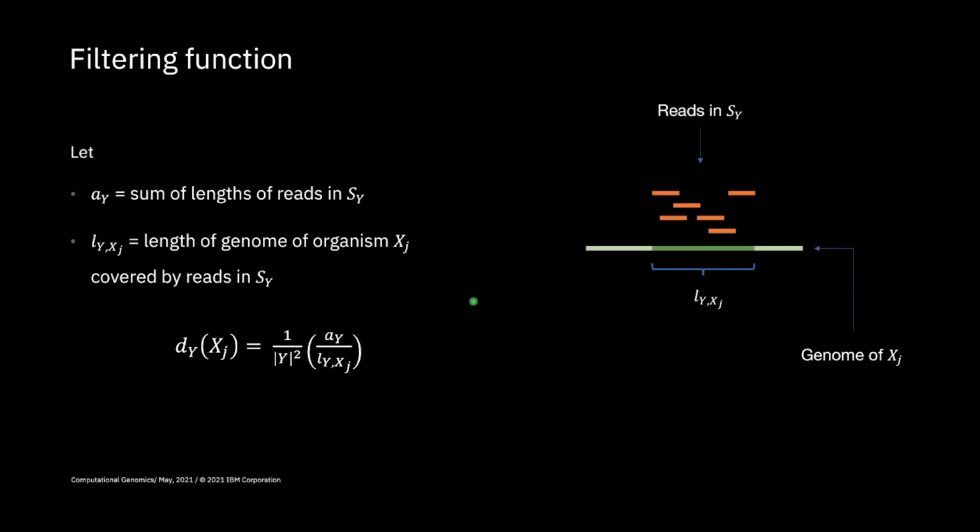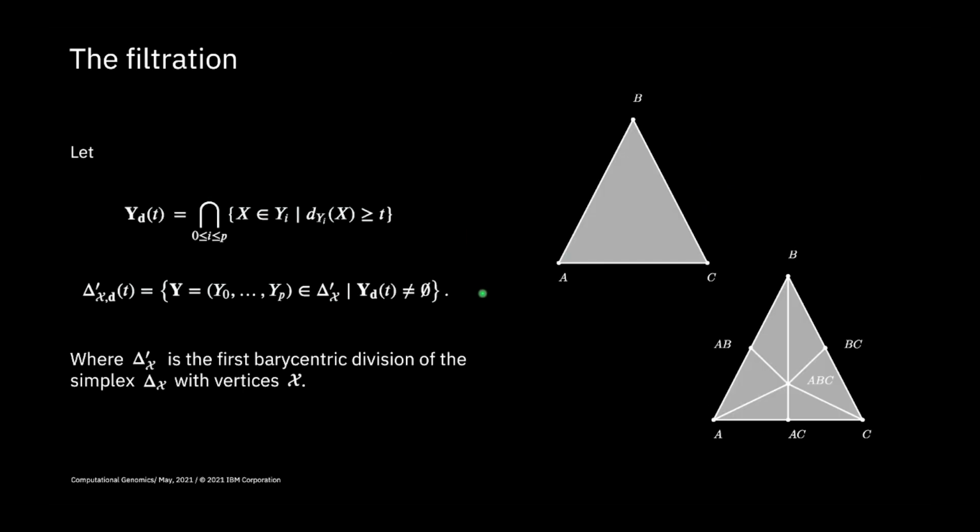And this will act as a filtering function in reverse, actually. And in here we have this normalization factor because we need to account for the number of organisms that we're currently looking at in this case. So this is the actual construction. What we do is we start adding.